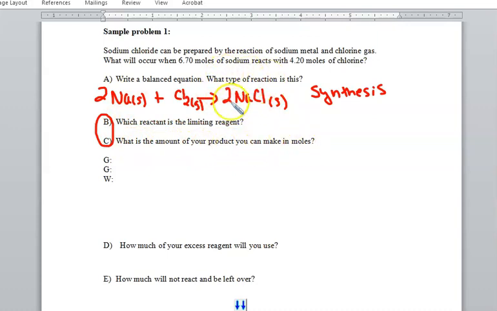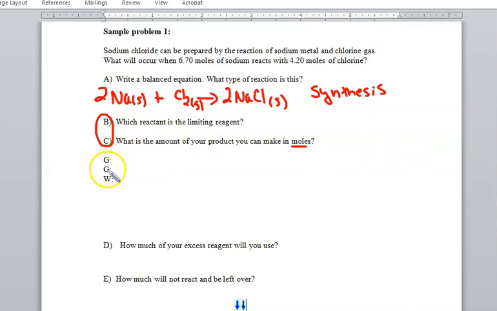So if you'll notice, I have a product here and I am looking for it in moles. If you have more than one product, read the problem. It usually tells you which product to go to. So this one only has one product, but the problem usually will state go to a specific product.